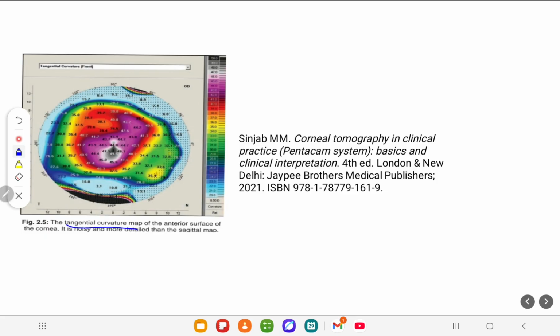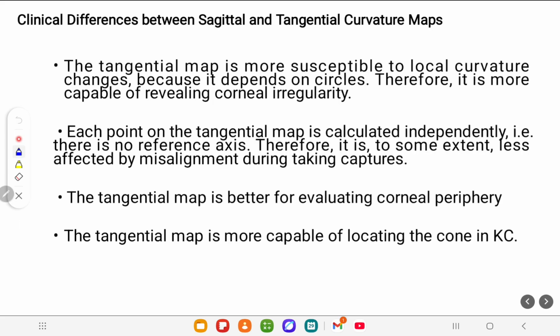In case of the tangential map, which is basically the instantaneous map, irregularity is shown clearly. Okay, it's very black, which means power is high, then this power is again high, and then this, and then flatter. So what is the clinical difference between sagittal and tangential curvature map?